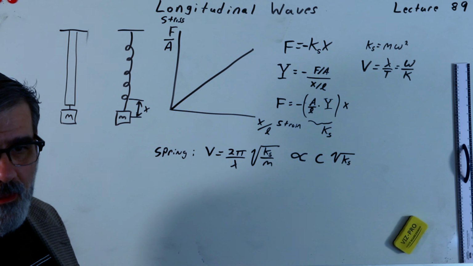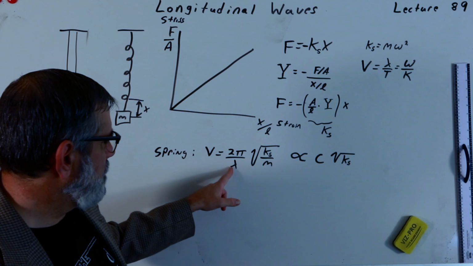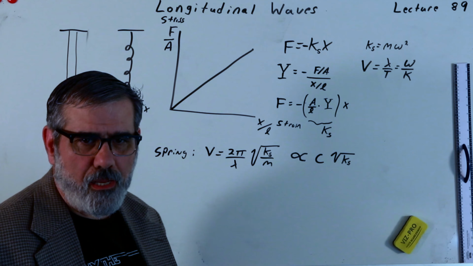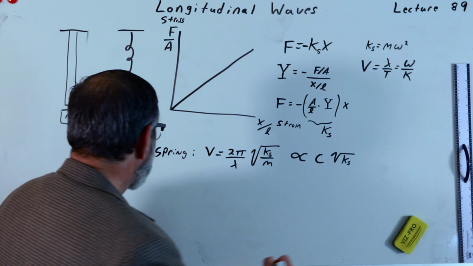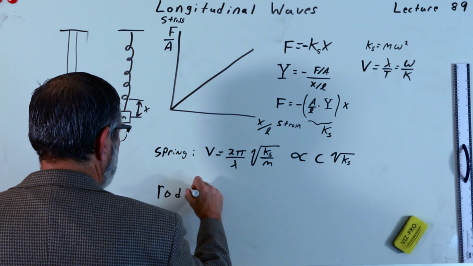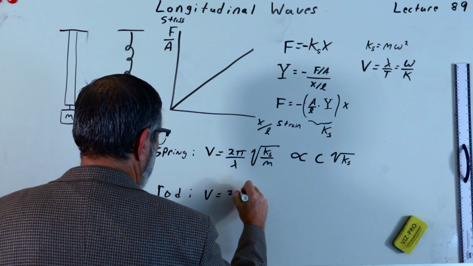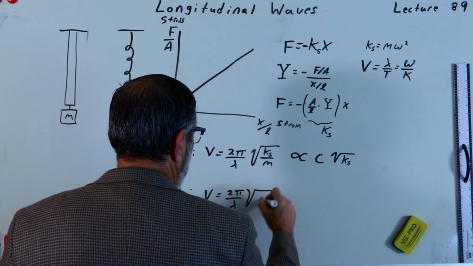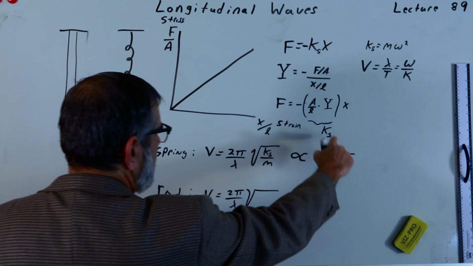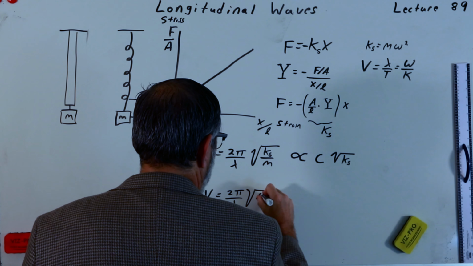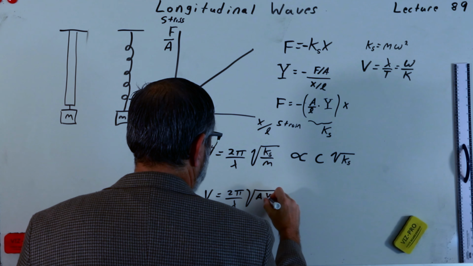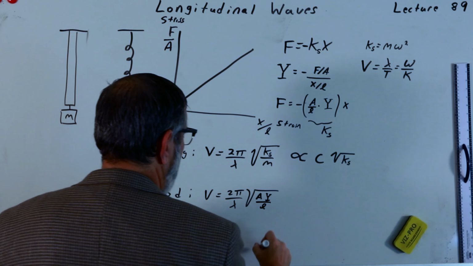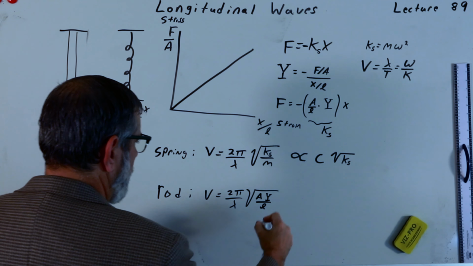Okay? So this constant reflects this mass term, this wavelength term. I'm not even sure what it means in this context. So for the rod, what would this look like? We'd say V is equal to 2 pi over lambda times the square root of K, the spring constant. Well, we said the spring constant is A times the Young's modulus divided by L, and then, of course, divided by the mass.